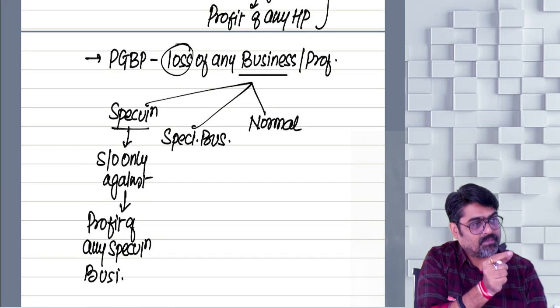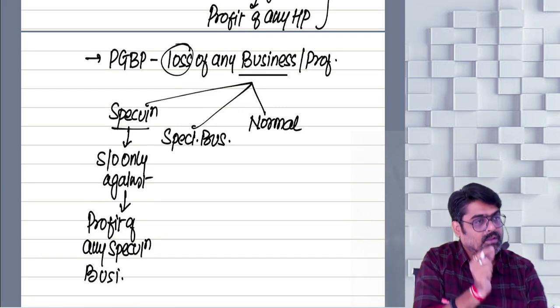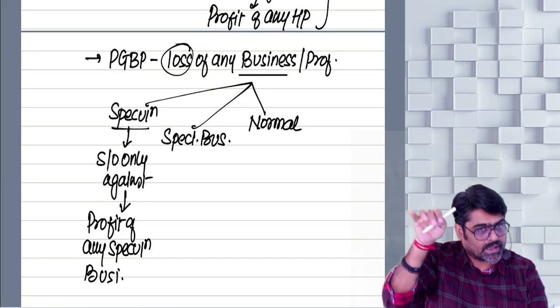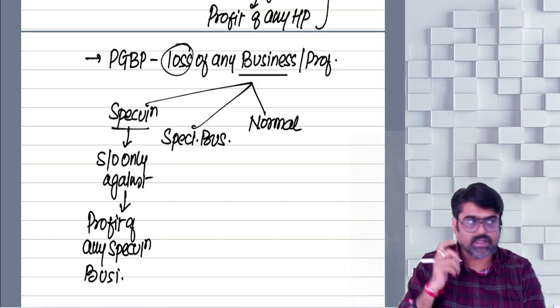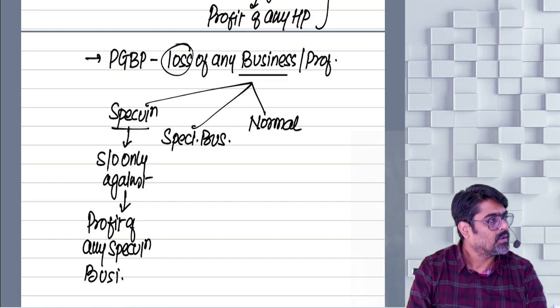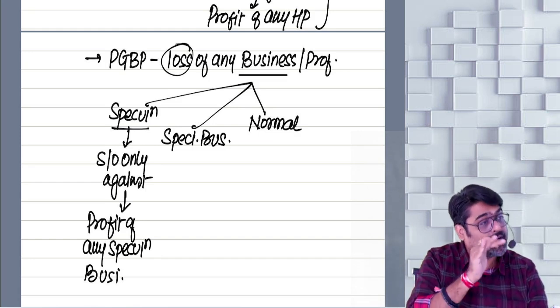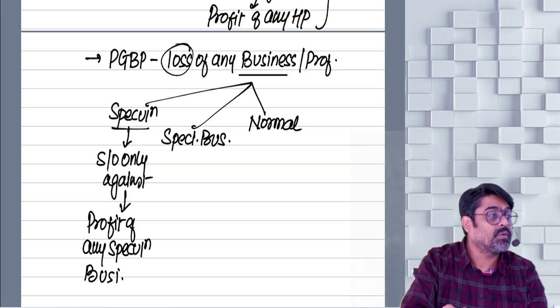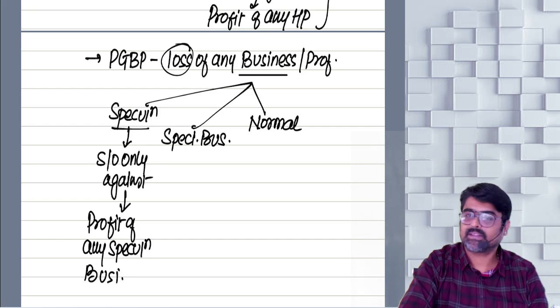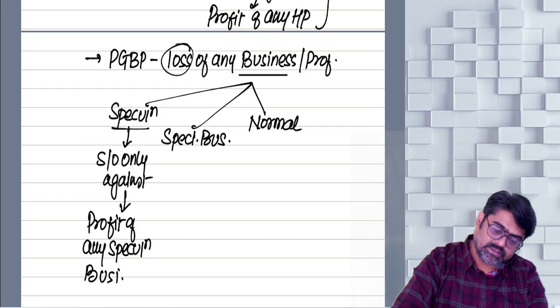So if a speculation business has a loss, that loss cannot be set off under the head PGBP against the profit of any business. No, not allowed. Restriction is there. Loss of a speculation business under the head PGBP can be set off only against the profits of any other speculation business. Understanding? And there is a restriction on the loss of specified business also.